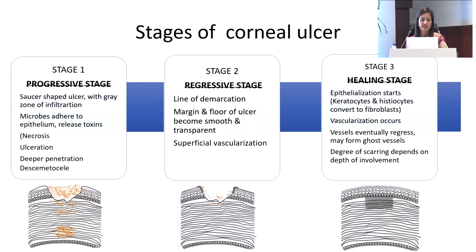So there are stages of ulceration. One is the progressive stage, in which there is necrosis and ulceration with deeper penetration. Then there is the regressive stage, in which there is healing, a line of demarcation, and the margin and floor become smooth and transparent. And then stage 3 is the healing stage, where epithelialization starts.